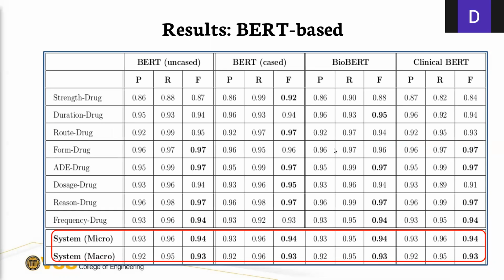This table here shows the results of the 4 BERT models we discussed before. We can see an overall improvement in the results with this approach compared to the previous approaches. Some BERT models perform better in some classes, but overall, if we take a look at the system performance, we can see all four BERT models performed similarly.